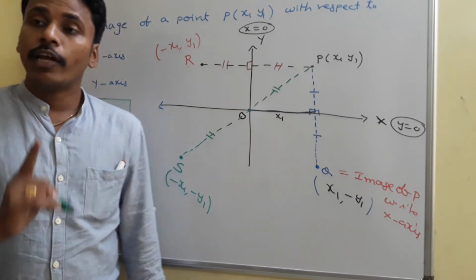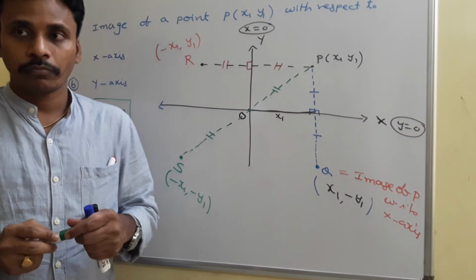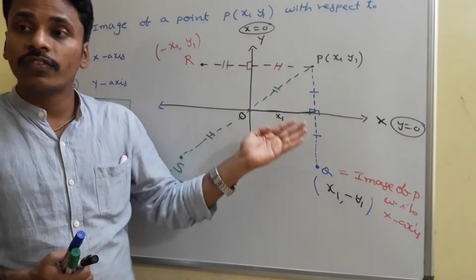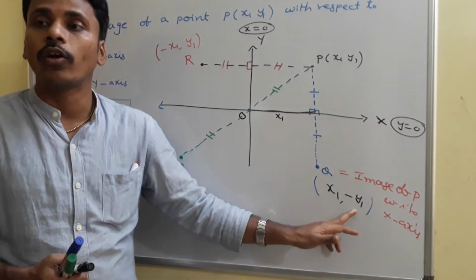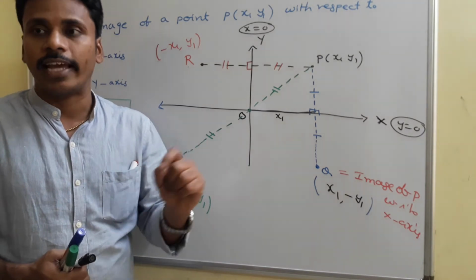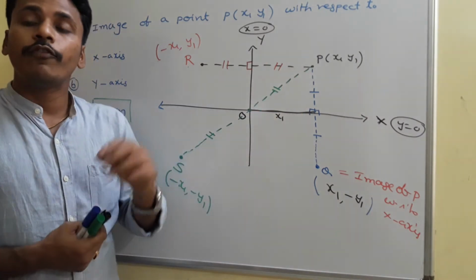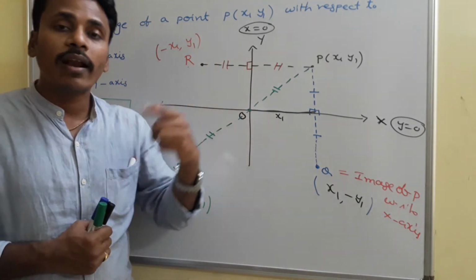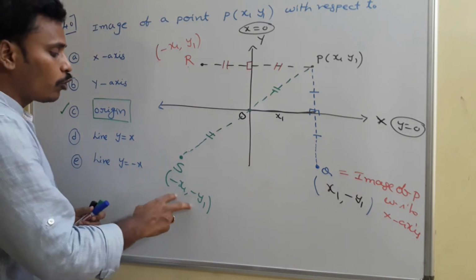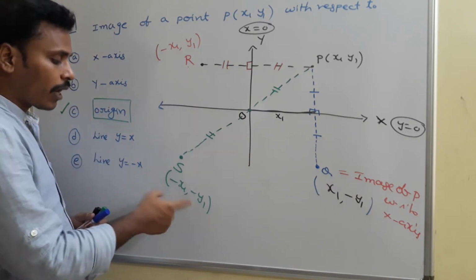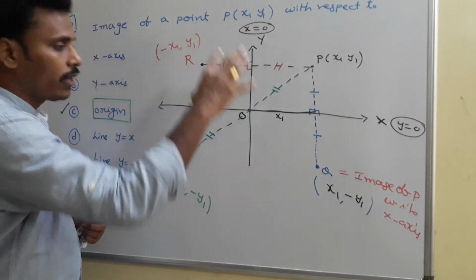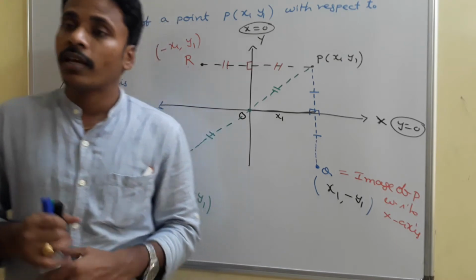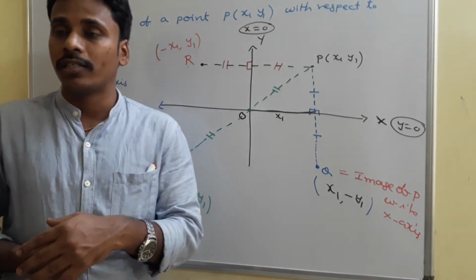So at the end, if one point is (x1, y1), then for its image with respect to the x-axis, you just change the y coordinate's sign. If it is plus, change it to minus. If you are writing the image with respect to the y-axis, you need to change the x coordinate. If you are writing the image with respect to the origin, you need to change both coordinates, like minus x1 and minus y1. Just look there; it will give you some idea to write the image of a point with respect to the x-axis, the y-axis, and the origin directly.